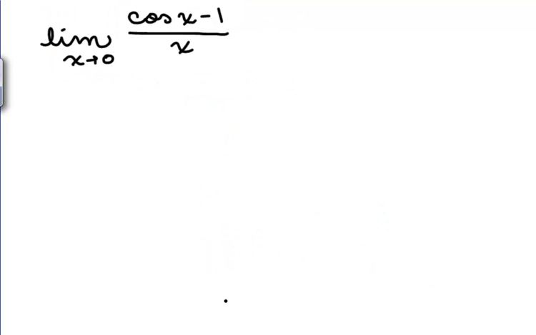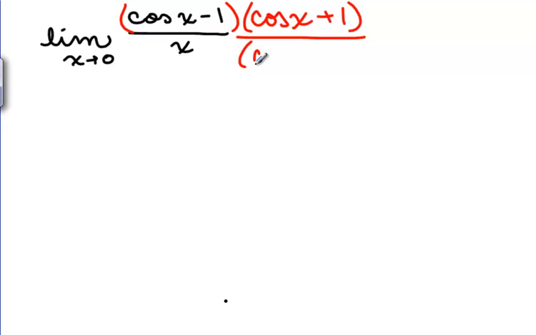The other limit that we need is the limit as x goes to 0 of cosine of x minus 1 over x. Now this one we actually can do algebraically. So if we take the top and bottom of this equation and multiply it by the conjugate of cosine of x minus 1, which would be cosine of x plus 1. Remember, conjugate just means that you take the middle sign and you change it. Then we multiply together.